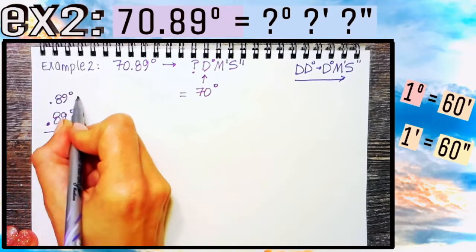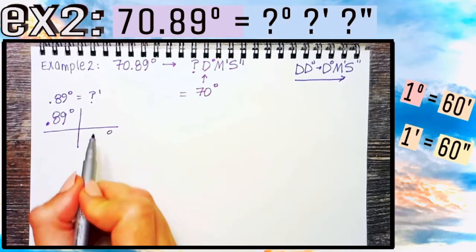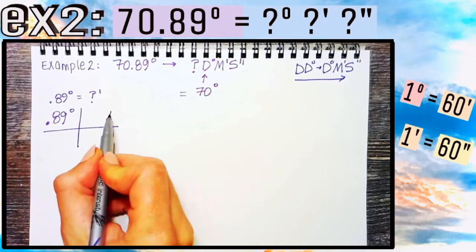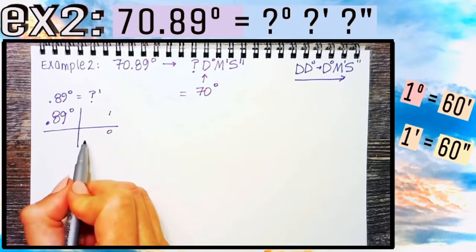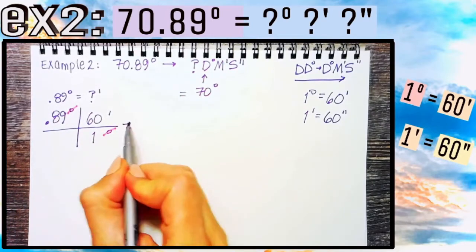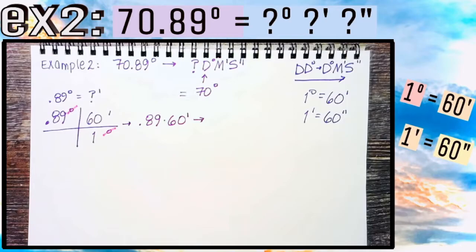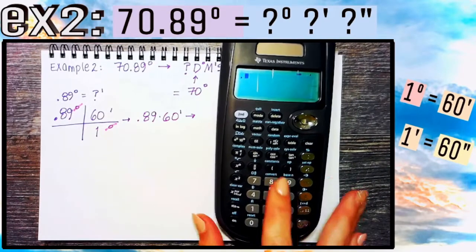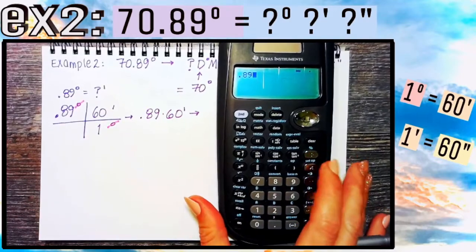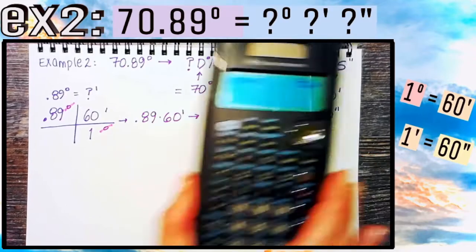We want the degree symbol to reduce, so we need degrees in the denominator, but we want to convert this to minutes, so minutes in the numerator. 60 minutes equals 1 degree. Degrees reduces, so we have 0.89 times 60 minutes over 1, which we really don't need to write down. If we use our calculator, we will find that this is equal to 53.4 minutes.